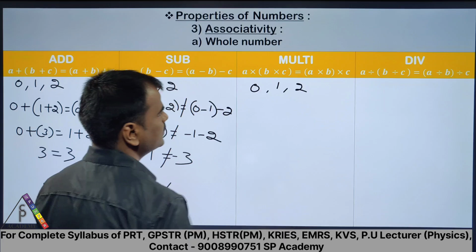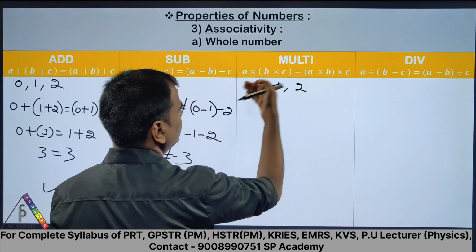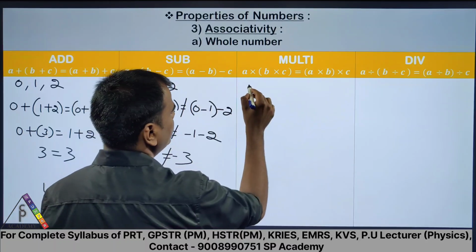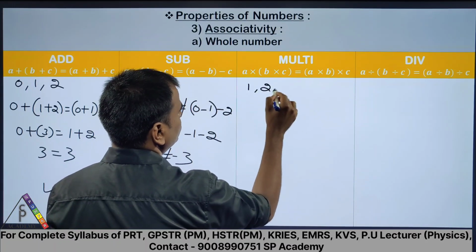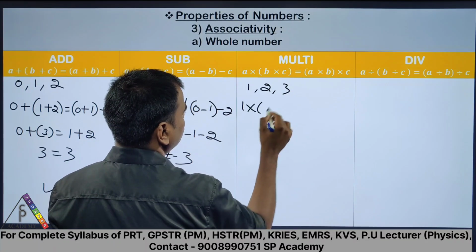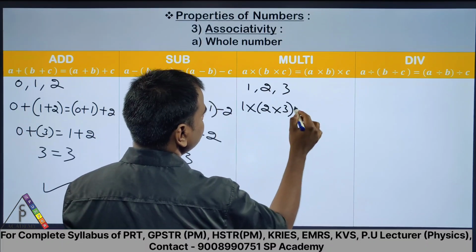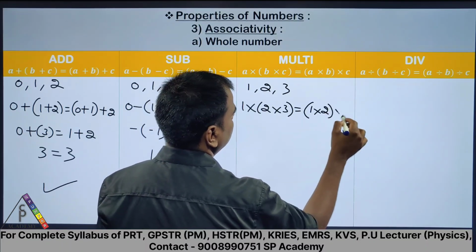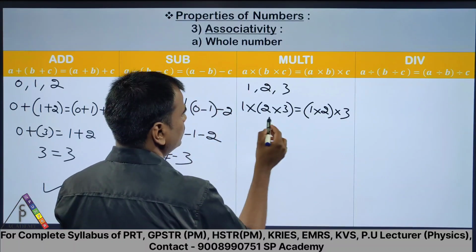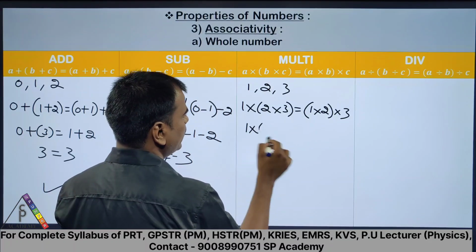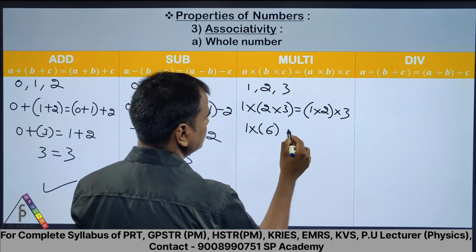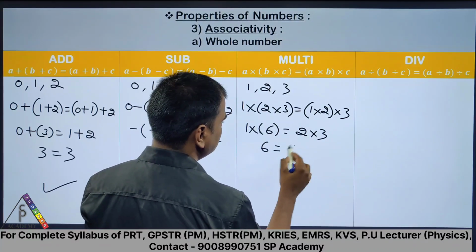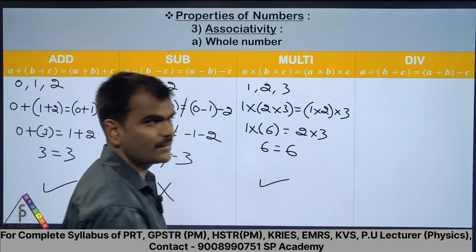Since multiplication by 0 always gives 0, that is also valid, but we will take different numbers. 1, 2, 3. 1 into 2 into 3 is equal to 1 into 2 into 3. Therefore, first we have to remove the brackets: 1 into 2 is 2, 2 into 3 is 6. Therefore 6 equals 6. Therefore multiplication is valid.